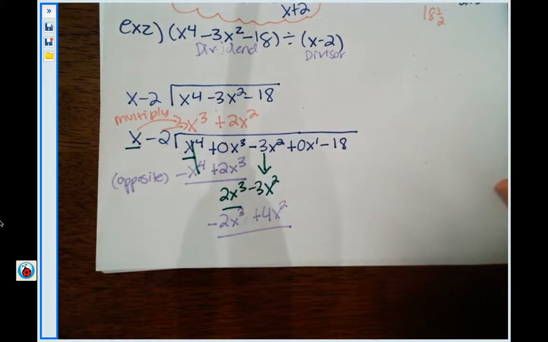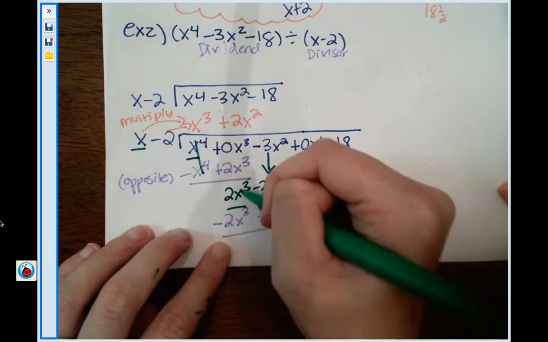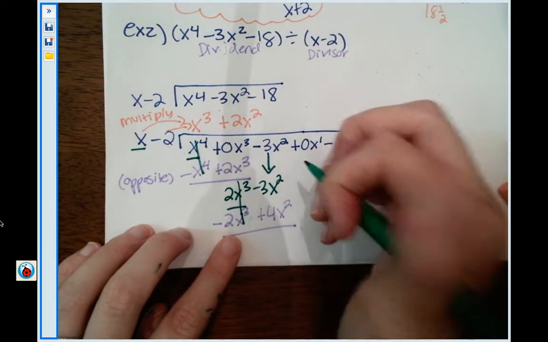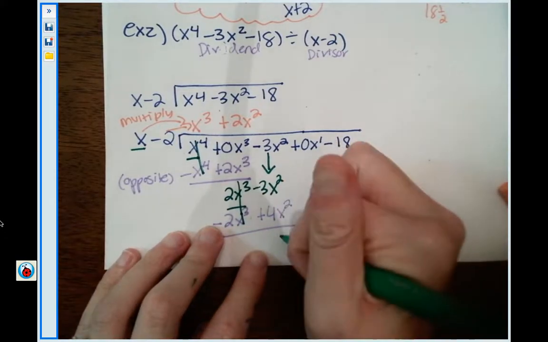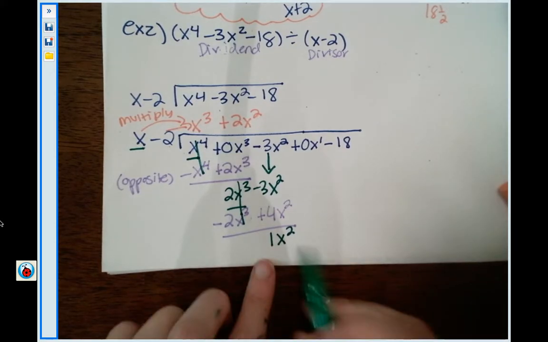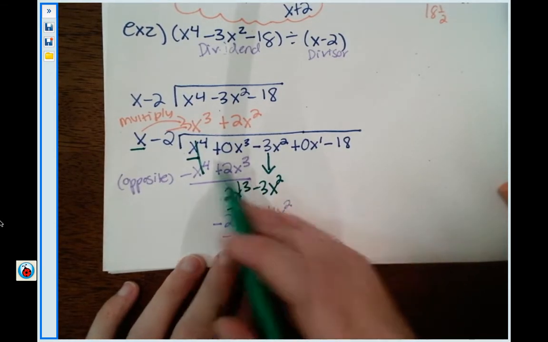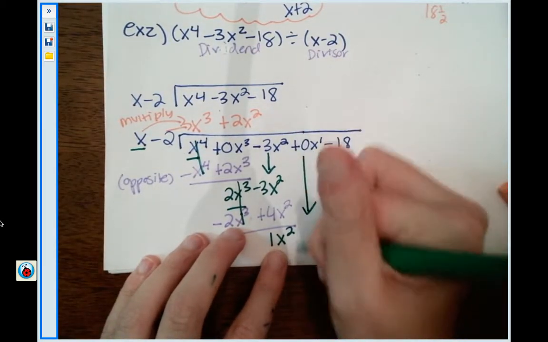Okay, now we add down, you guys. 2x to the 3rd minus 2x to the 3rd cancels out, turns to 0. Holy hot dog. And negative 3x squared plus 4x squared is positive x squared, or 1x squared. Okay, and I need as many terms down here as I have up here. So I have 2 terms up here, which means I need 2 terms down here. So I'm going to bring down 1 more.